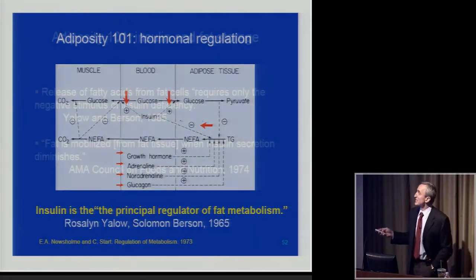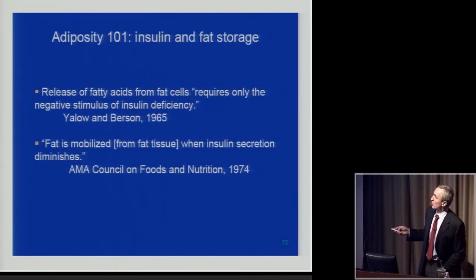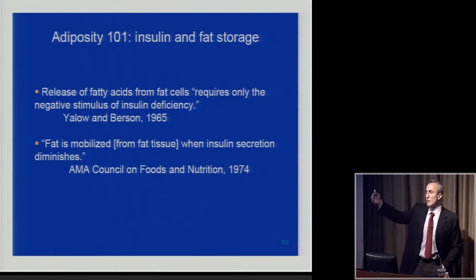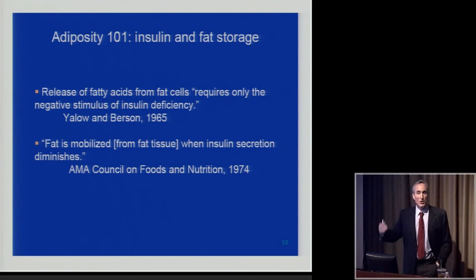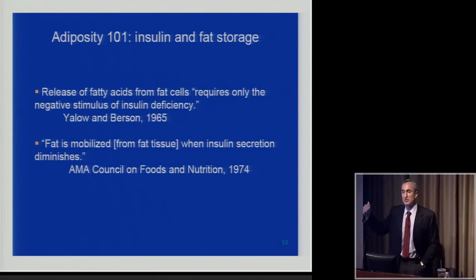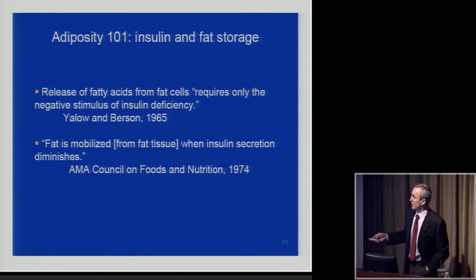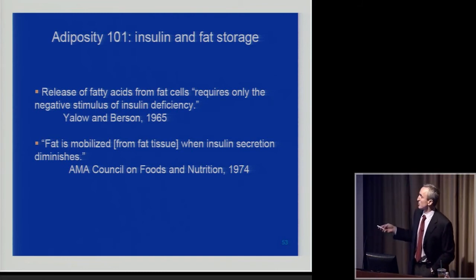And the release of fatty acids from fat cells requires only the negative stimulus of insulin deficiency. So basically, if you want to get fat out of your fat tissue, you have to lower insulin levels. If insulin levels are high, all these other hormones that work to get fat out won't even do their job. The fundamental thing you have to do, this is how the American Medical Association put it in 1974, fat is mobilized from fat tissue when insulin secretion diminishes.